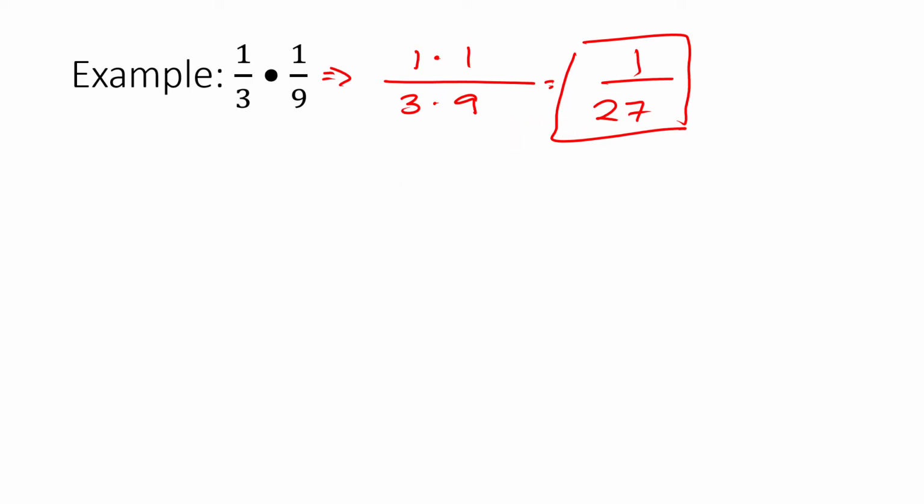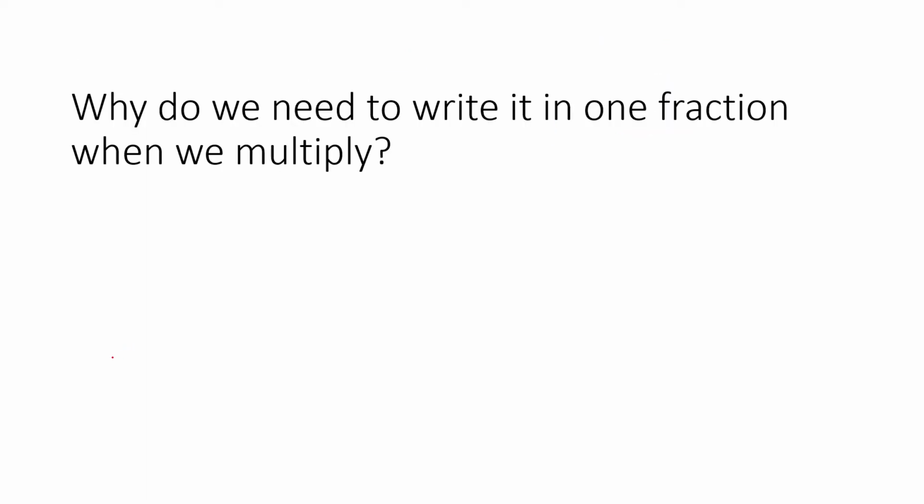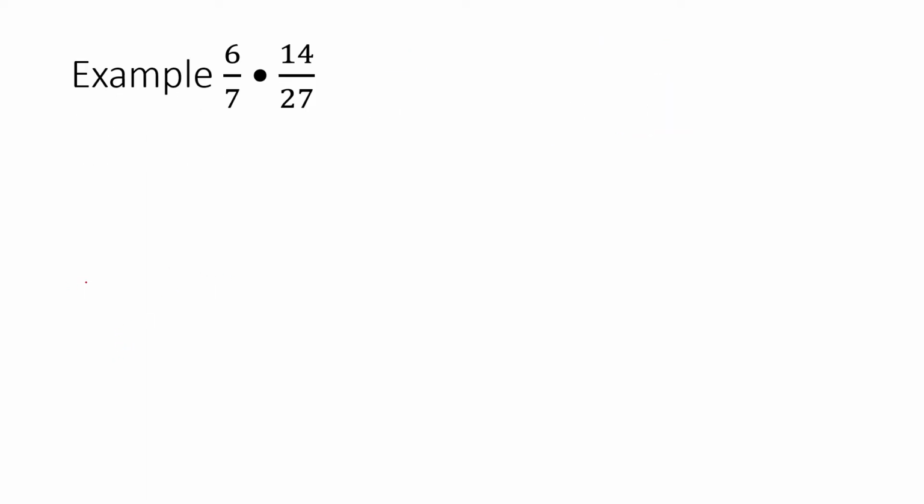Now, let's go over why we need to write it as one fraction, okay? So let's have an example. Here we have 6 over 7 times 14 over 27. Again, I want you to first write it as one fraction: 6 times 14 over 7 times 27. Now, when you solve this problem, you have three options, okay? Option 1 is you multiply across.